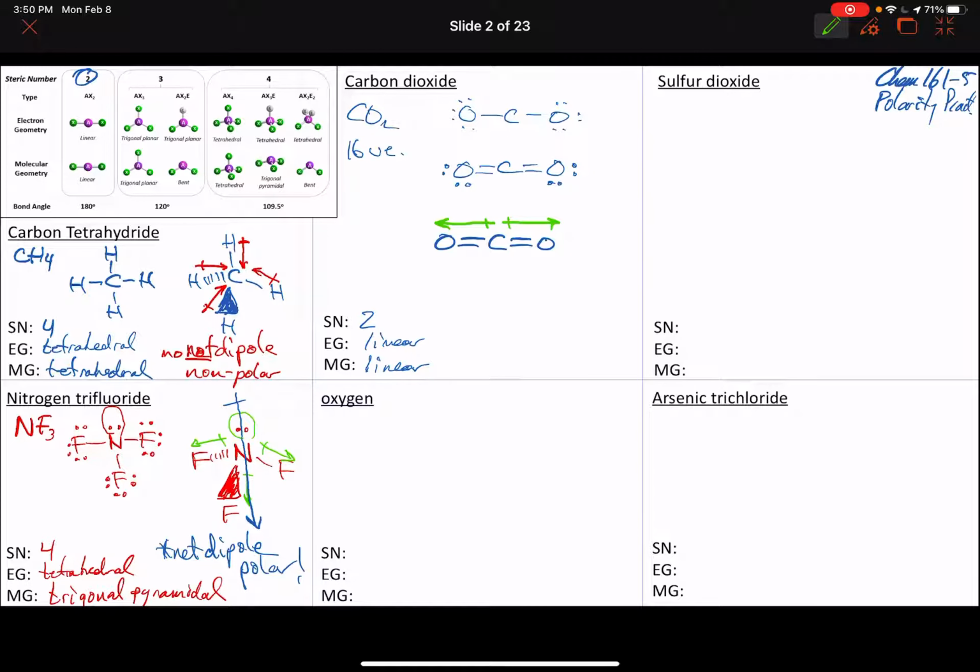And so there's no net molecular dipole here. Nothing to draw as the sum. And so this is non-polar.